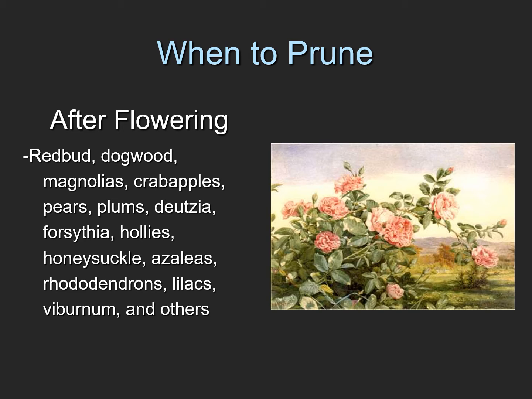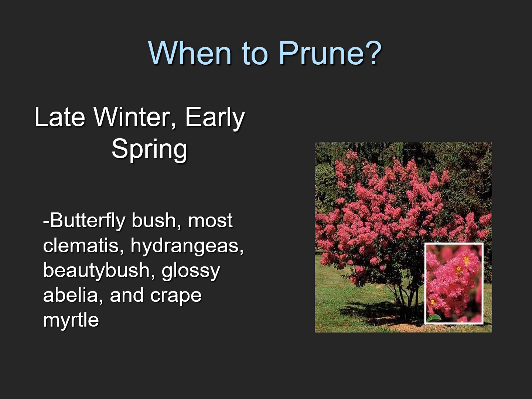So here's a list of plants that you would prune after flowering. I talked about some just a minute ago, but we've got redbuds, dogwoods, magnolias, crabapples, pears, plums, deutzia, forsythia, hollies, honeysuckle, azaleas, rhododendron, lilacs, viburnum, and many, many others. So just follow that rule and you'll know exactly when you need to prune these. Some of the late winter or early spring pruning plants will be butterfly bush, most of our clematis, hydrangeas, beauty bush, and crepe myrtle.